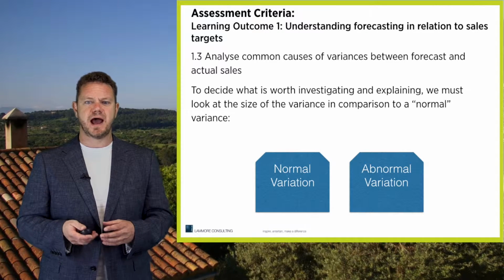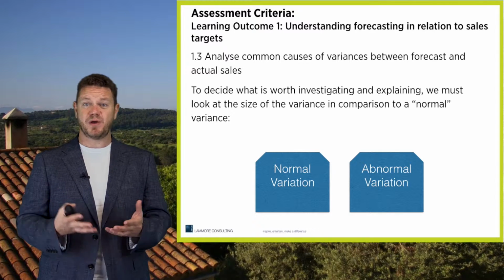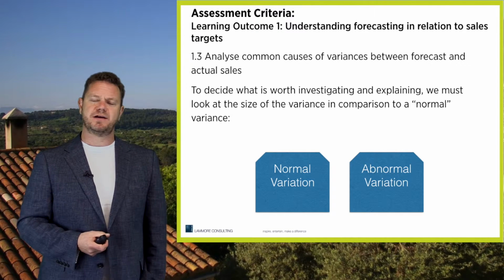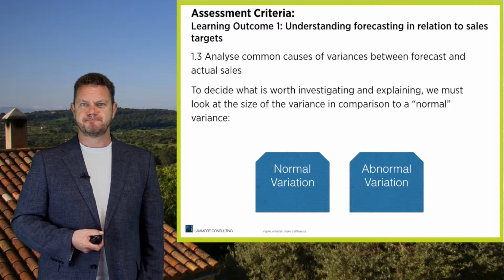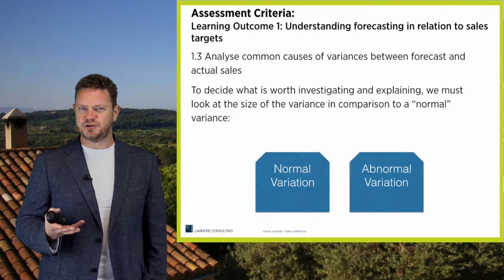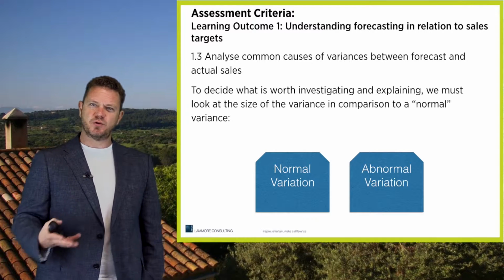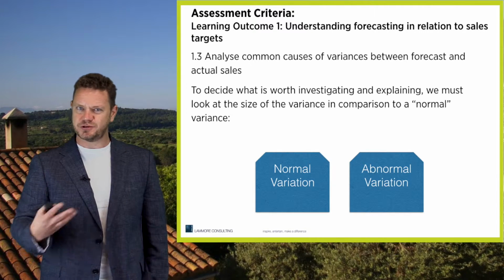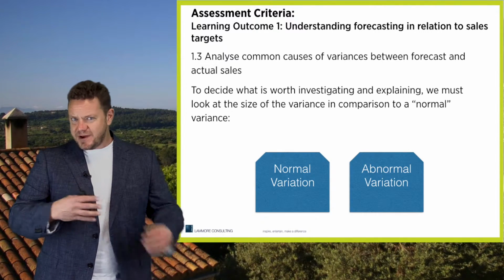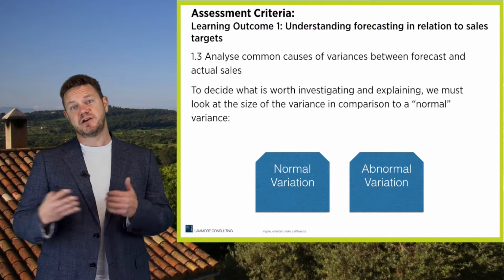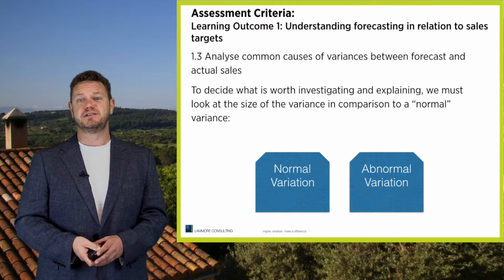Let's think about what the normal variations would be. We might say, well, our forecast was out by £100,000 this quarter. Well, is that important or not? Well, I guess it kind of depends whether your quarterly sales are £200,000 or £10 million. We need to look at the difference in relation to the size of the business that we're operating in.